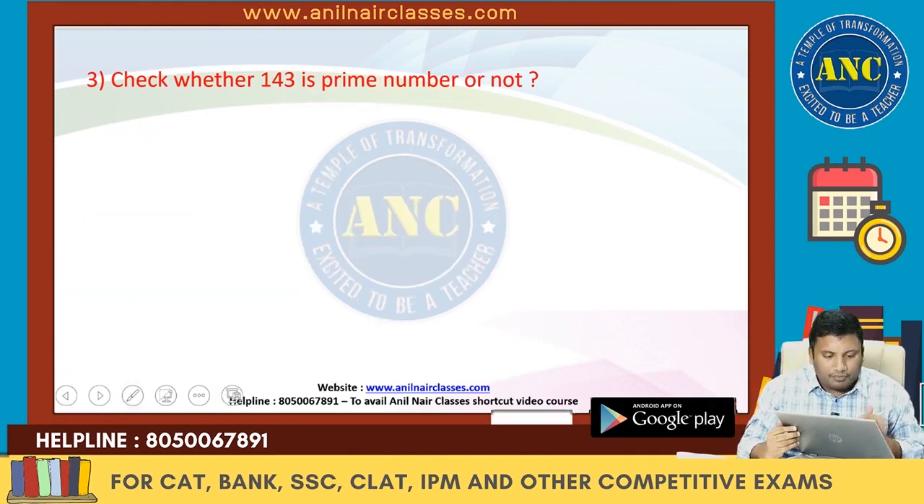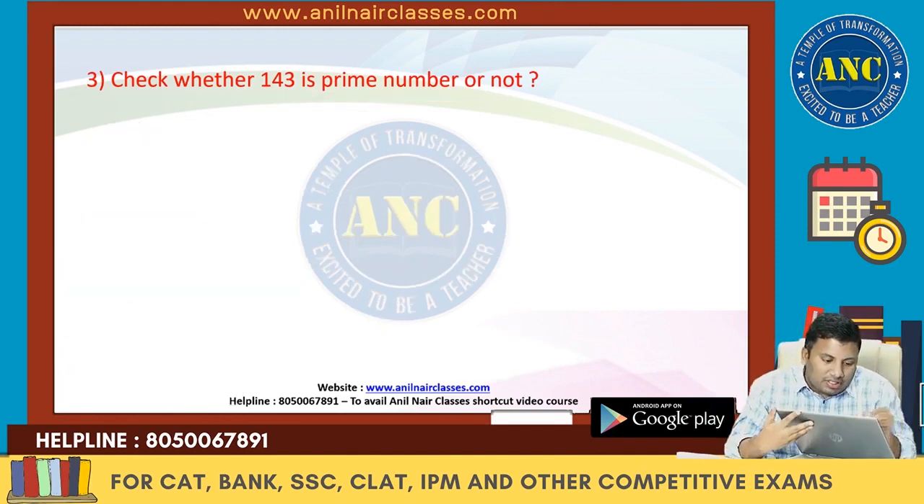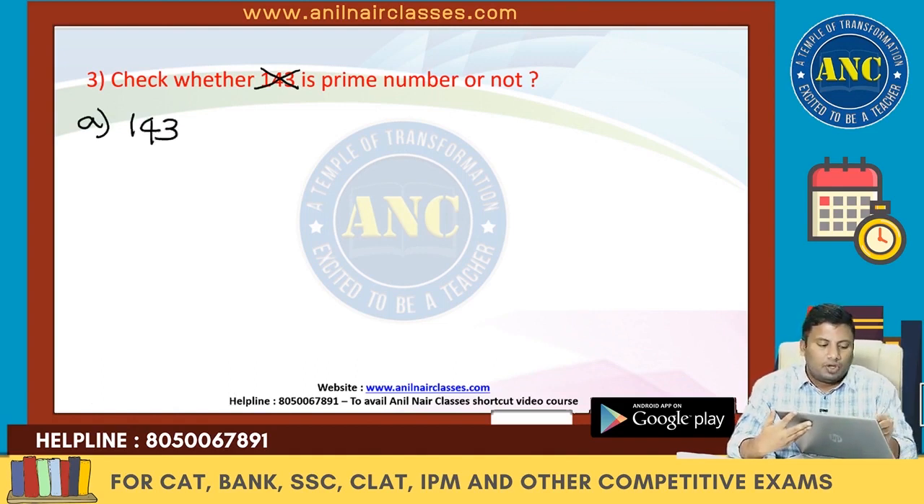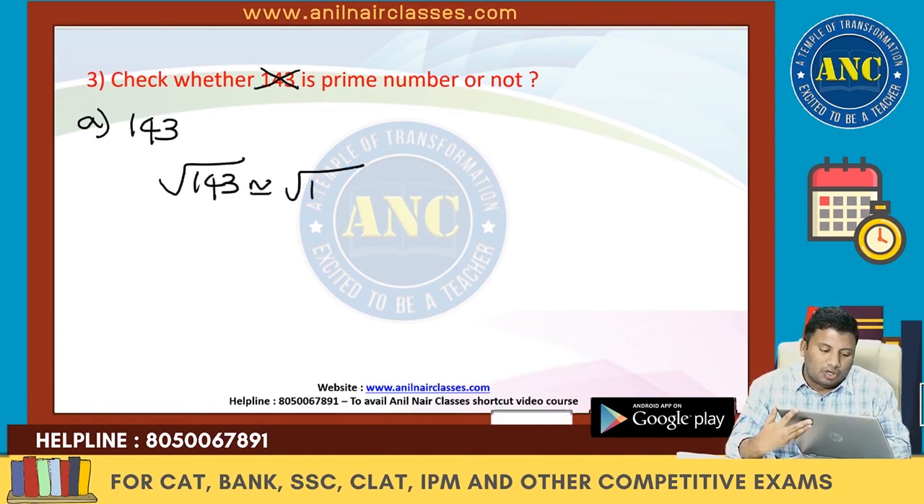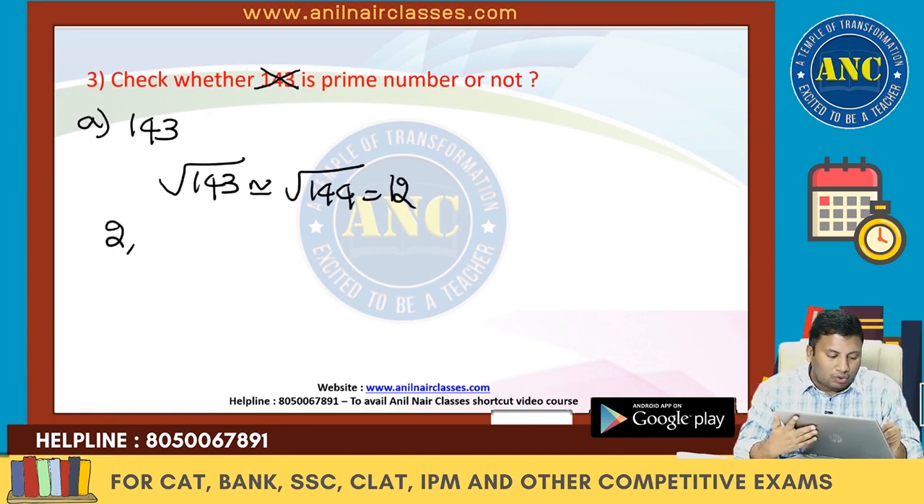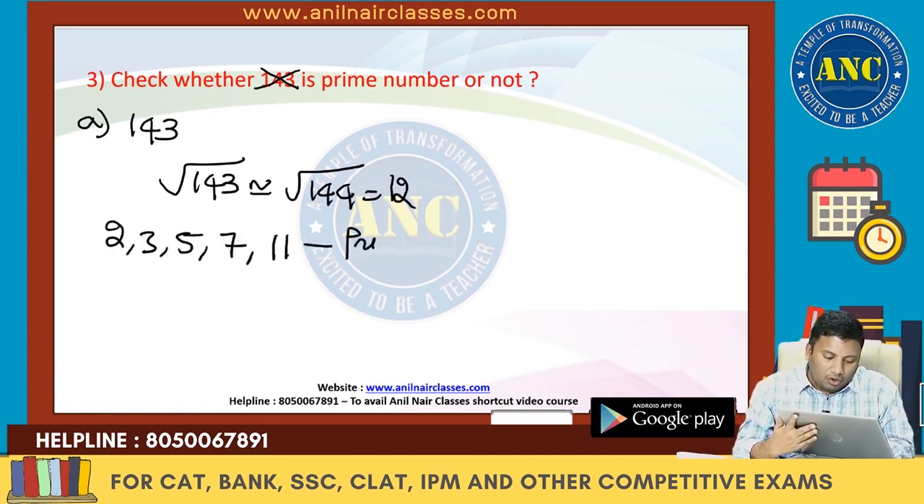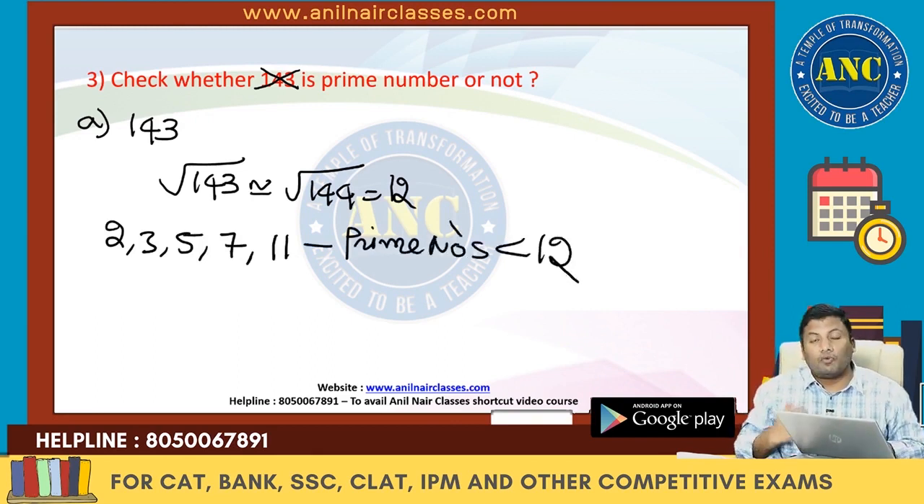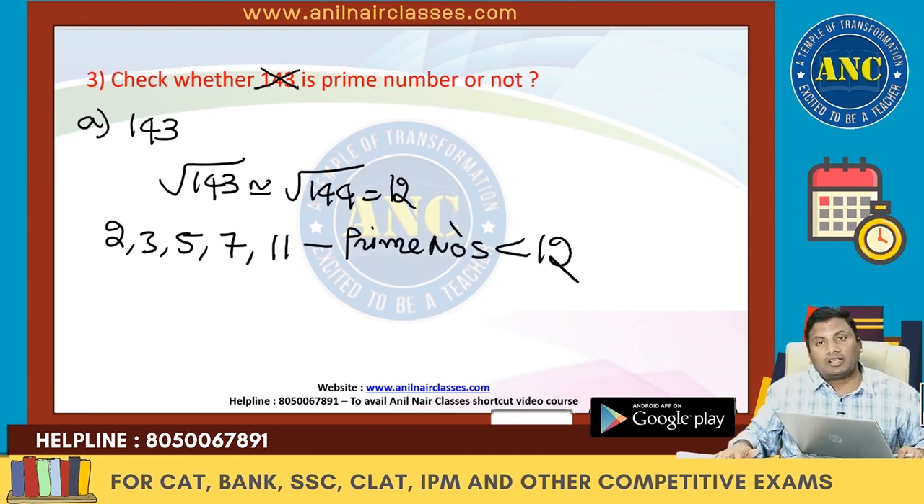Suppose, how to check whether a number is prime? First example, I will take 143. Square root of 143, which is closer to square root of 144, which is 12. Take all the prime numbers less than 12: 2, 3, 5, 7 and 11. I took only the prime numbers less than 12. Sir, why did you take only the prime numbers less than 12? Why did you not take composite numbers?